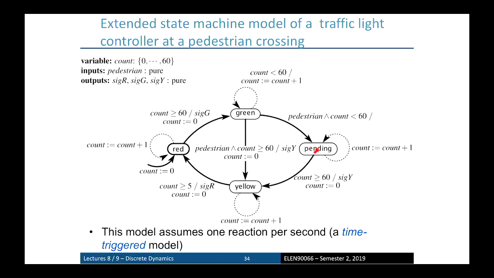then we go to a pending mode where we register the fact that there's a pedestrian there, memory. Pending means we know a button's been pushed, but we still haven't reached the timer value. And we increment the counter via a time-triggered reaction here. Once it gets above 60, we then go to the yellow state and then back to the red. So this is an example of a time-triggered system where there are variables that are helping us.